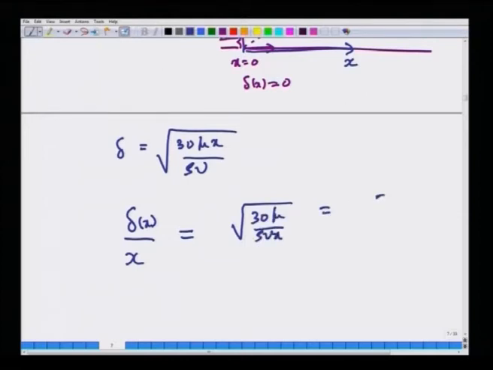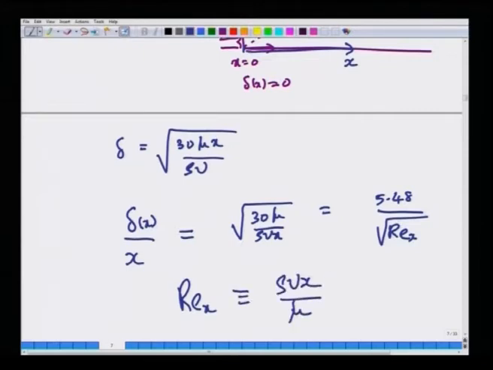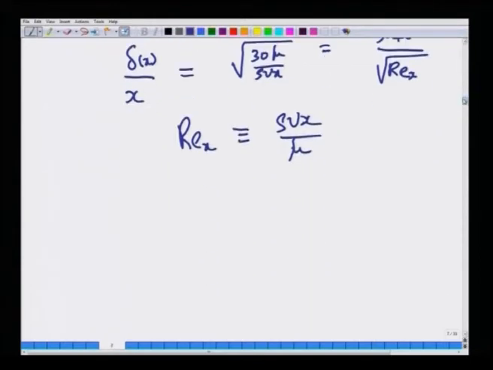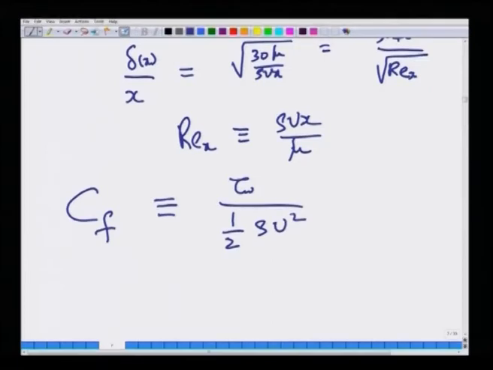This is nothing but 5.48 divided by the local Reynolds number, which is defined as rho u x divided by mu, where x is actually the distance from the leading edge of the boundary layer, from the origin of the plate. Okay. So, this is the Reynolds number. Now, the wall shear stress coefficient is defined as tau w by half rho u squared. This is called the skin friction coefficient.